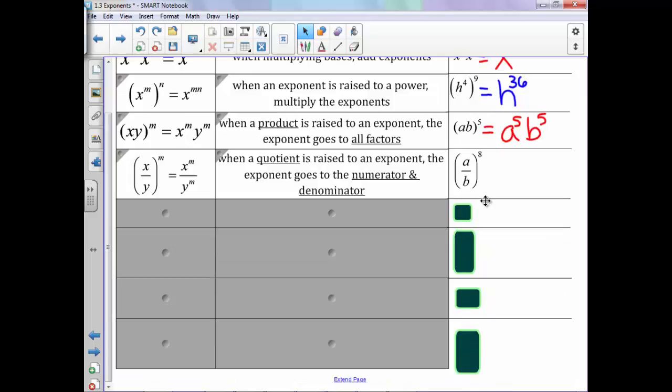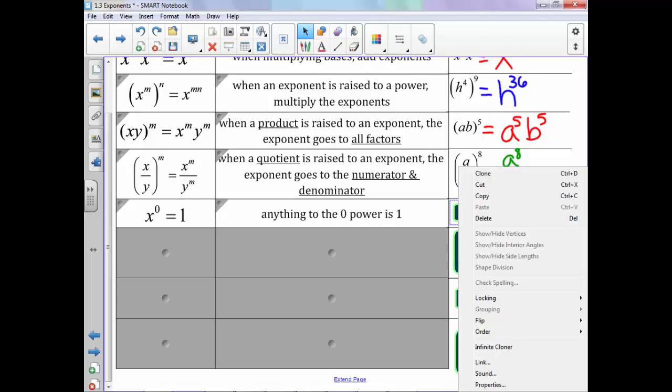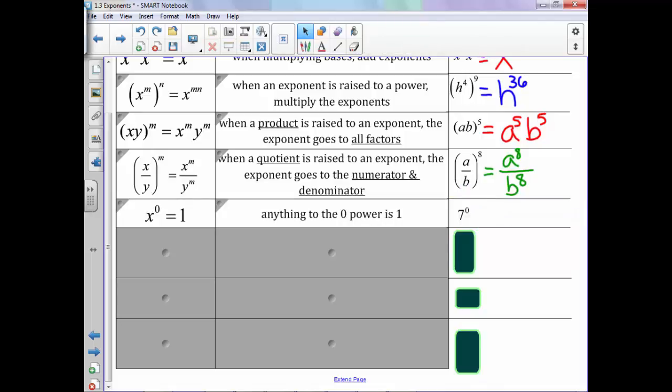When you have a quotient raised to the exponent, it's the same idea as above. That exponent goes to both numerator and denominator. So this will be a to the 8th over b to the 8th. Next up is an easy one to remember. Anything to the 0 power is 1. So 7 to the 0 power is 1.